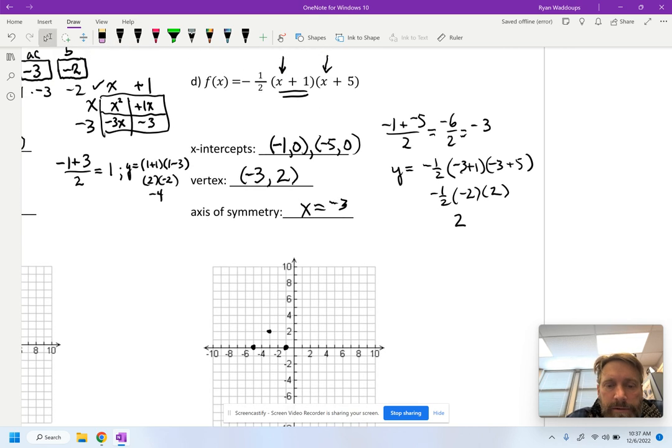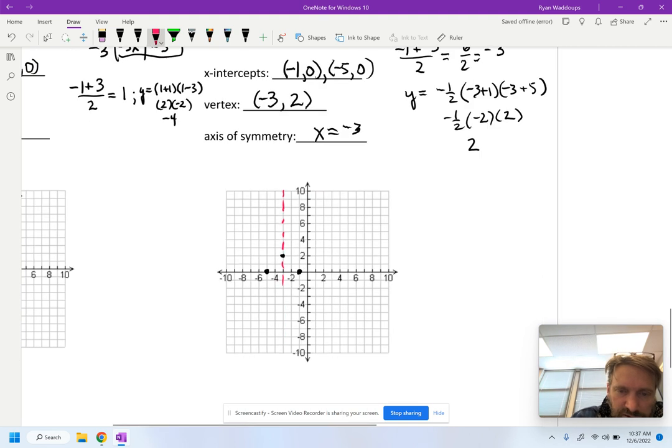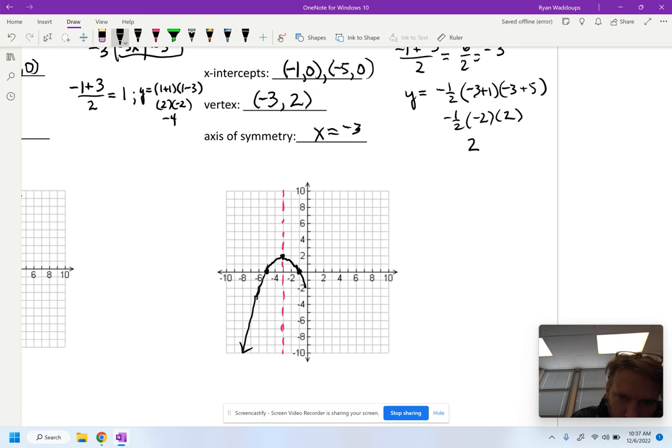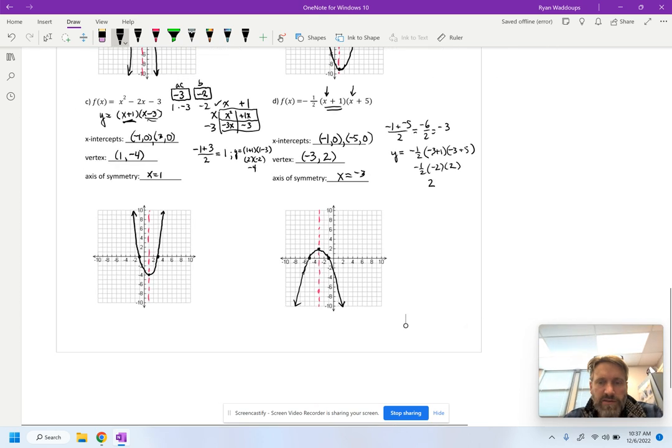And my axis of symmetry, x equals negative 3, is that vertical line that goes through negative 3 in x. And then I can sketch what my graph looks like. And it would look something like that.